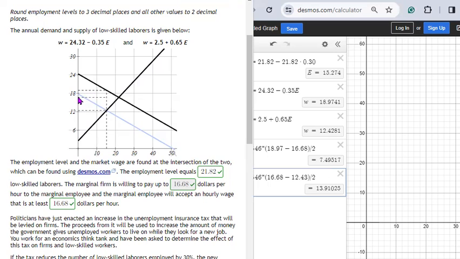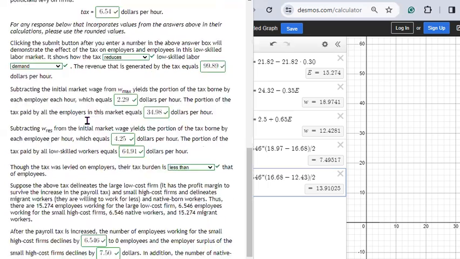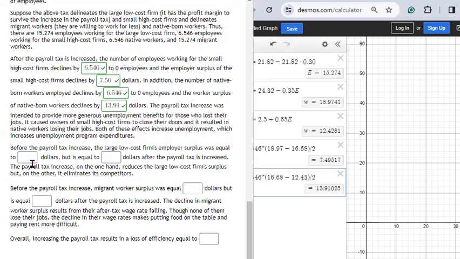So the quadrilateral that is defined by this dashed line up to the demand curve, along the demand curve, and then down to this dashed line, that quadrilateral is firm surplus prior to tax, the firm surplus of the large low-cost firms, right? And then it falls, as a result of the tax, to just this triangle, right? So now we need to calculate that, right? Okay, so before the payroll tax increase, the large low-cost firm's employer surplus was equal to what?